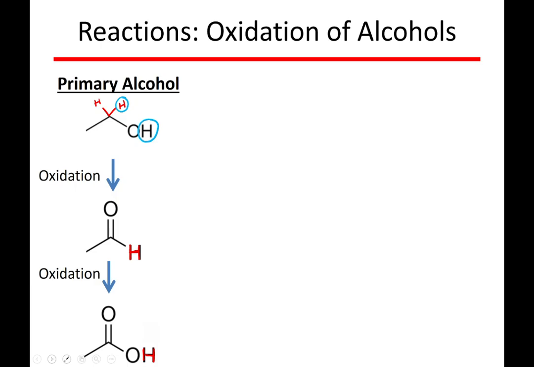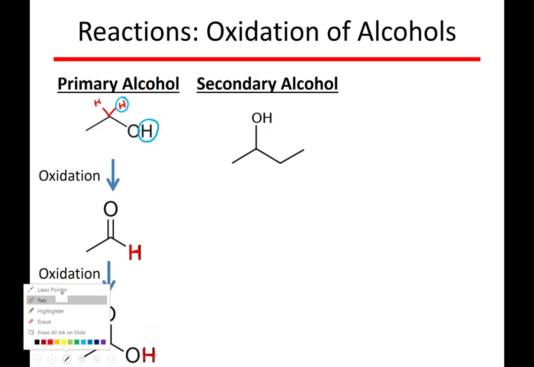However, it's not only primary alcohols that can be oxidized, we can also oxidize secondary alcohols. We'll take a look at an example of that here. This is a secondary alcohol because the OH group appears on an interior carbon. This carbon is attached to two substituents, or two groups, right? Here's one, here's two. That's why we call this a secondary alcohol.